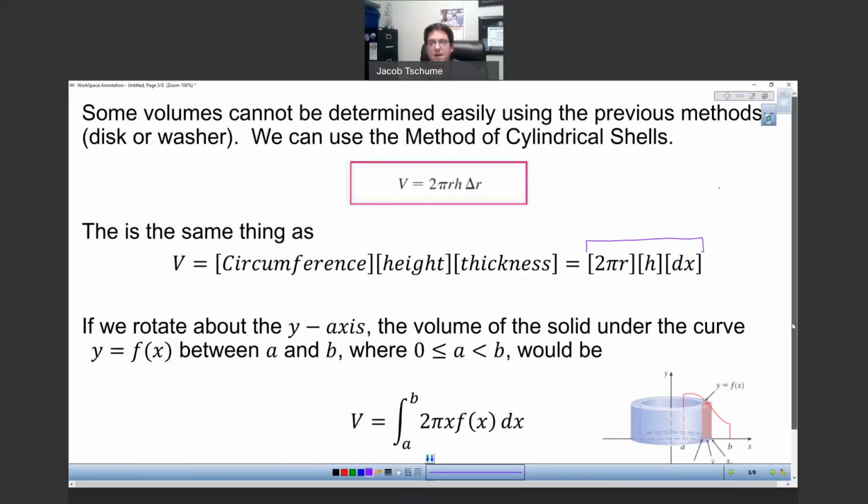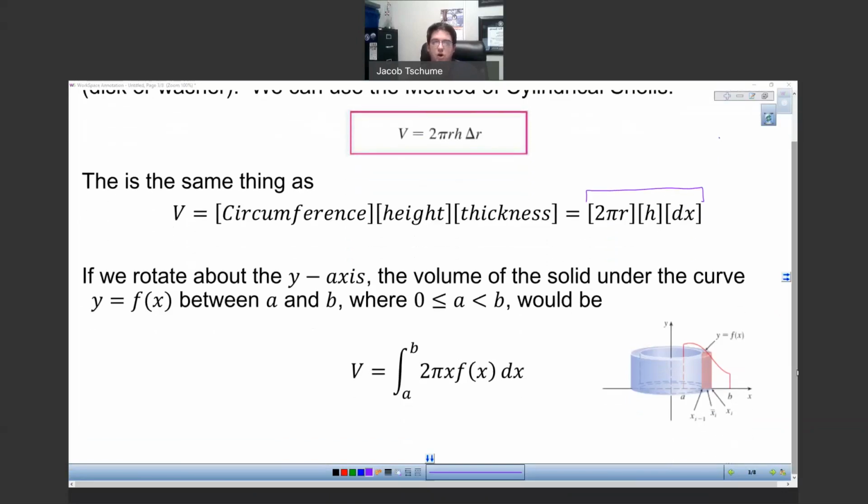While I'm not going to make you know the exact geometry, here's essentially what the method of shells says. If we rotate around the y-axis, then the volume of the solid under the curve y equals f of x between a and b, where b is always bigger than a, would be the integral from a to b of 2 pi x times f of x.